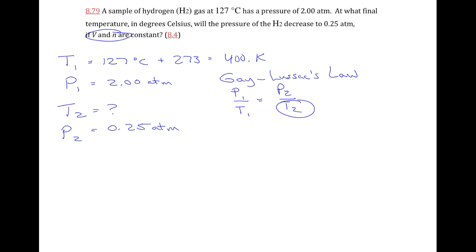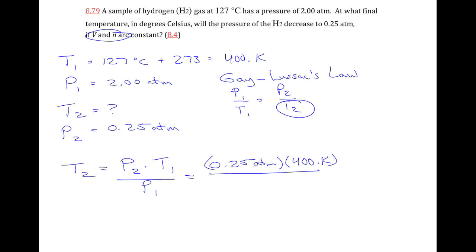So I'm just going to write it down here. Hopefully you can solve this algebraically in your head, and you see that T2 is going to be equal to the second pressure times the initial temperature divided by the initial pressure. So if I plug in my numbers, for my second pressure I'm going to put in my 0.25 atmospheres, and then my initial temperature, which again was 400 Kelvin. So again, I have to put it in Kelvin. And my initial pressure was 2.00 atmospheres, like that.